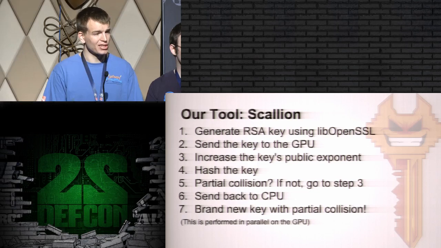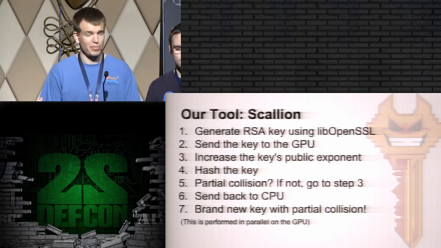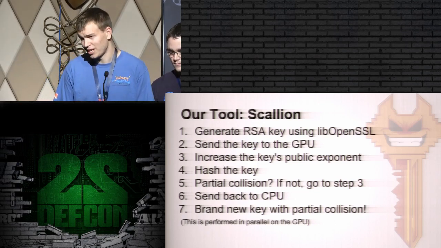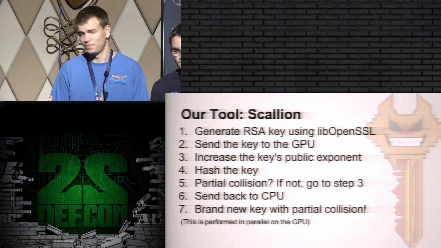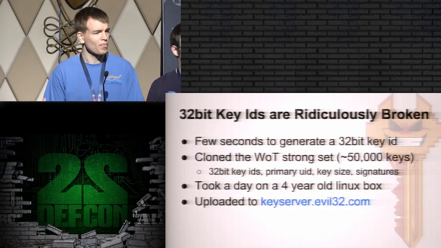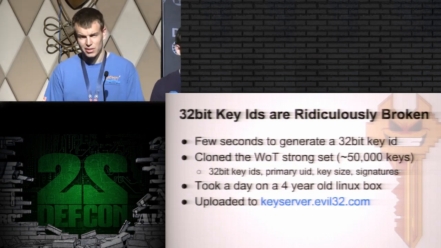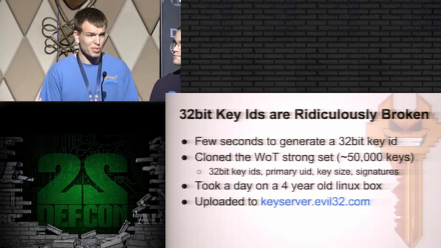If there's a partial collision, we send it back to the CPU, and bam, you have a brand new GPG key with a partial fingerprint collision. So what are the implications of this? First off, 32-bit key IDs are ridiculously broken. They've been broken for some time.